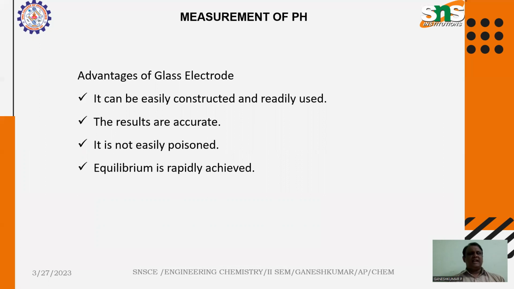The advantages of this glass electrode are: it is easy in concept, it is readily available, just dip it and connect it to the potentiometer. The results are highly accurate and there is no poisoning. That means the platinum is not outside. Platinum could be poisoned by other materials, but it is safely present inside the hydrochloric acid. So no poisoning occurs to the platinum. And equilibrium is achieved immediately and rapidly. So there is a quick measurement of pH by using this electrode.